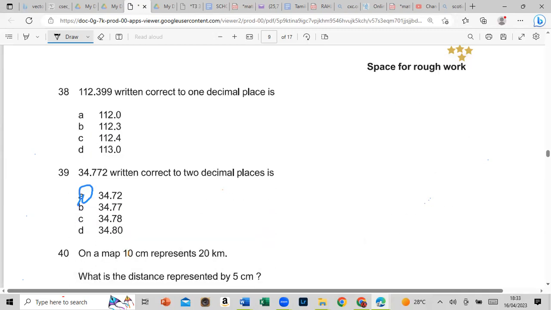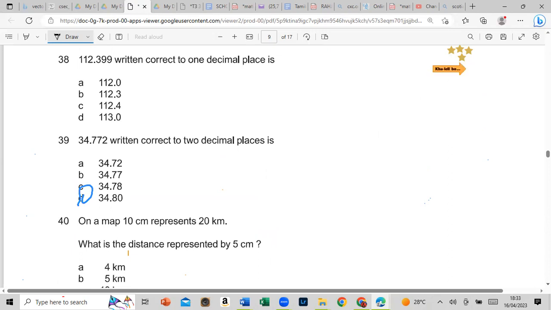All right, 38. 112.399 written correct to 1 decimal place is... Sir, I don't understand. It's A. 1 decimal place means it should be the first number that comes after the decimal point. It's C, sir.